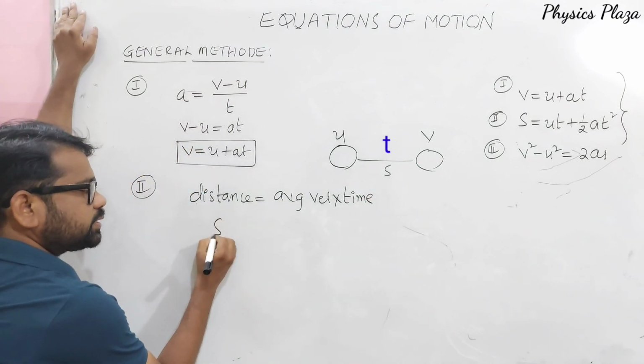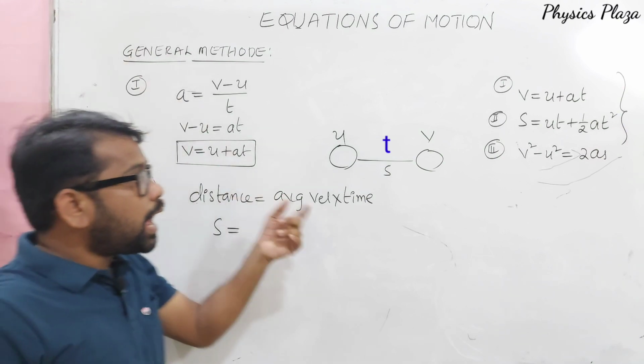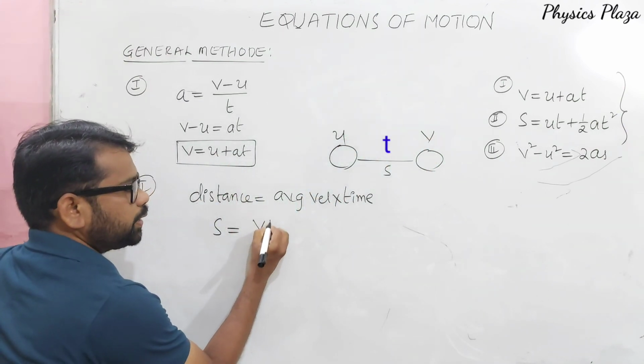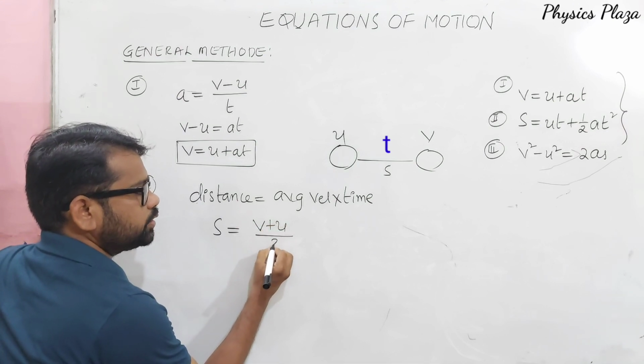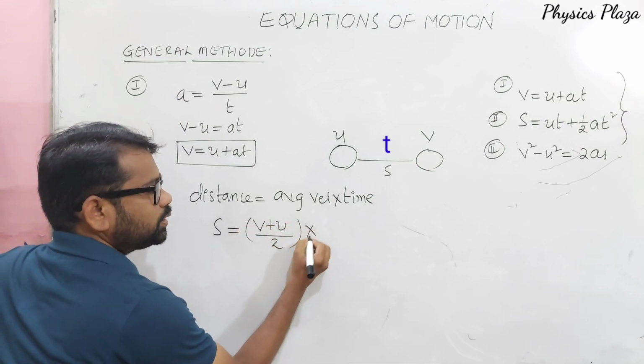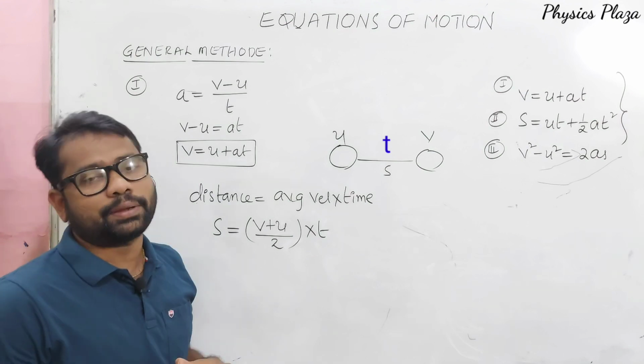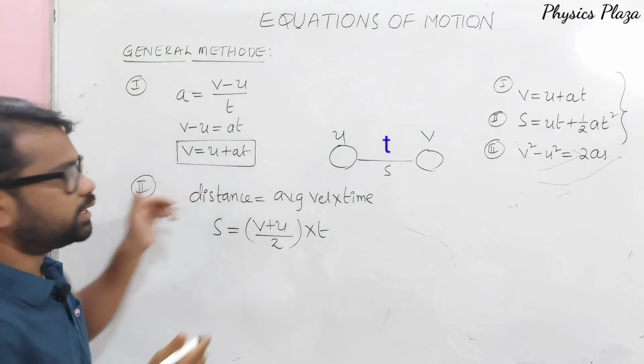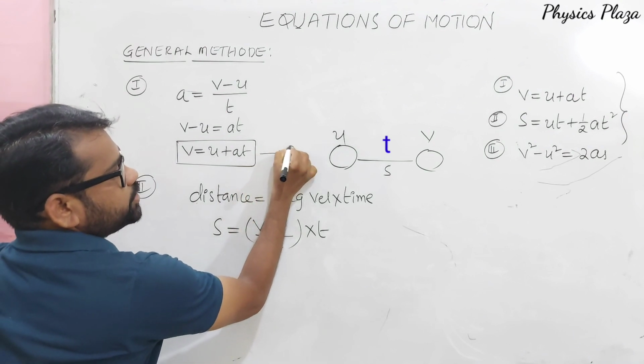So, distance is S. Average velocity means what? It's an arithmetic mean of these two, that is V plus U by 2, into time. But dear children, from the first equation of motion, V is equal to U plus AT. So, let it be the first equation.